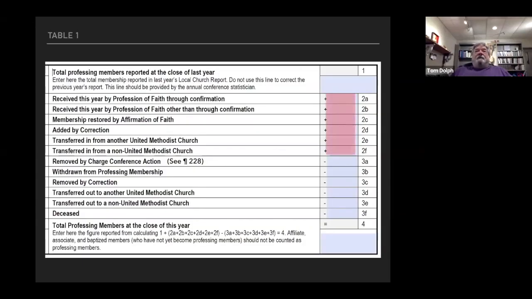Next, these numbers are all about additions to your membership. If you have any numbers in these boxes, they need to correspond to names written on the pastor's report.